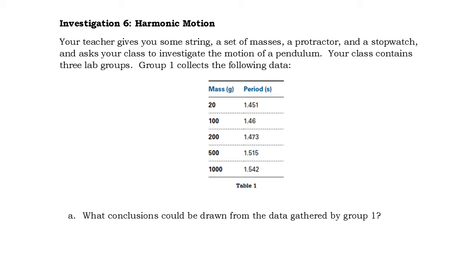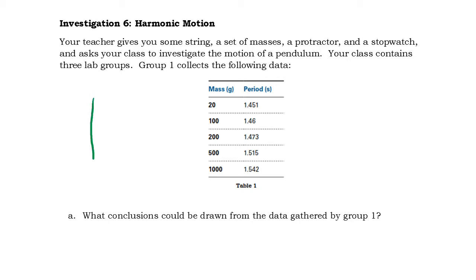Notice that the masses vary greatly, and the period very, very little. So I think we can draw a conclusion that the mass does not greatly affect the period, but we do see a little bit of difference in the period. And the reason I think that we might be able to account for that is twofold.